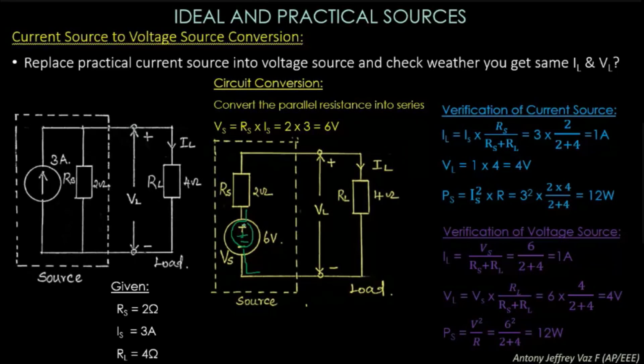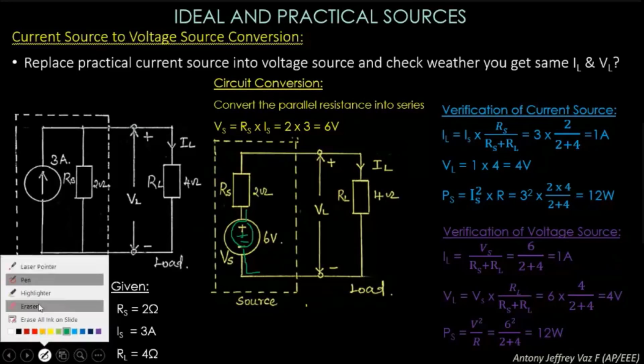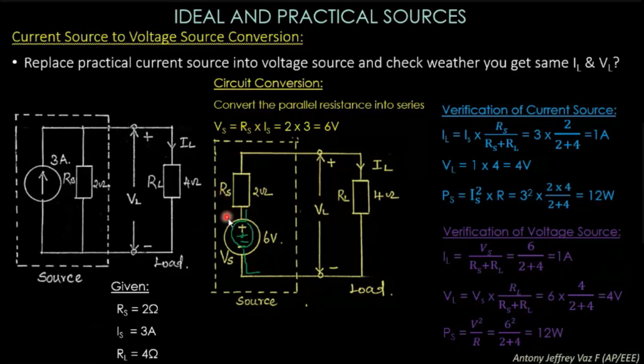Next, we need to find the voltage across the source. In the current source it is given as 3 amperes. We have converted this current source into a voltage source, so in this voltage source we need to find the voltage across the source. To do so we can directly use Ohm's law. We know Ohm's law, V is equal to I into R, that is Vs equals Rs into Is.